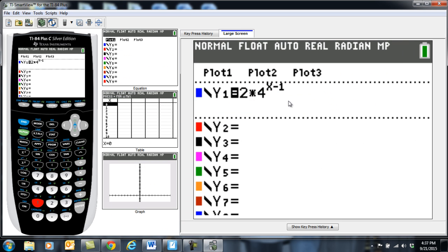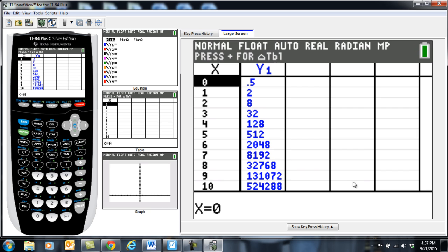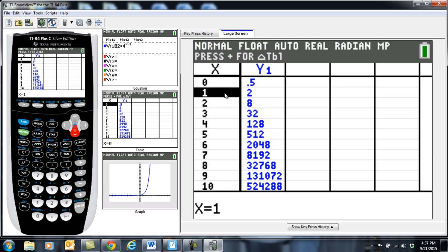Now that I've got it typed in, I want to press second, which is the blue button, and then I want to press graph. And you need to make sure that it starts at 0 or 1. If it doesn't, use your arrow keys to scroll so that you're there. And you can see at 1, the y value was 2. So the first term is 2. So then at 2, the second term is 8.